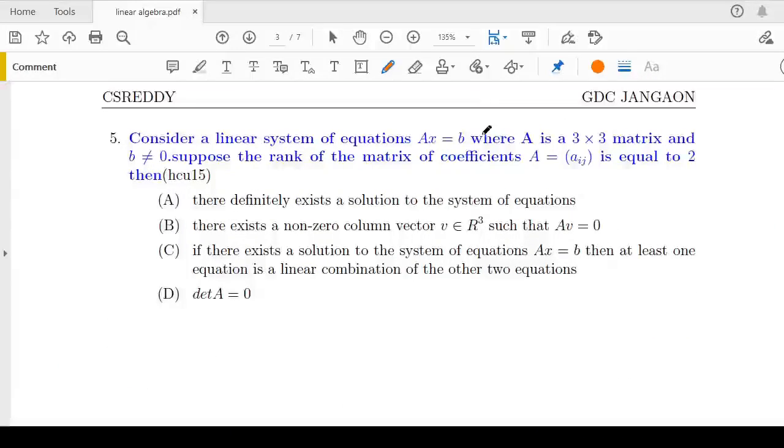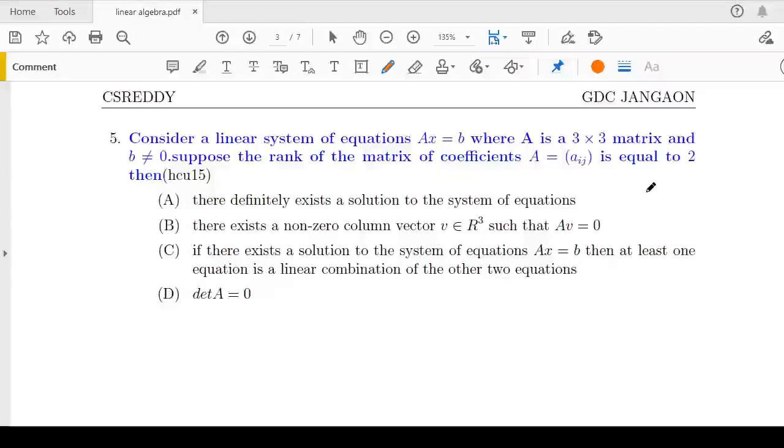Consider a linear system of equations Ax = B, where A is a 3 by 3 matrix and B is not equal to 0. Suppose the rank of the coefficient matrix A is equal to 2. Then which of the following is correct? This is a previous question of the Central University PG entrance examination 2015.